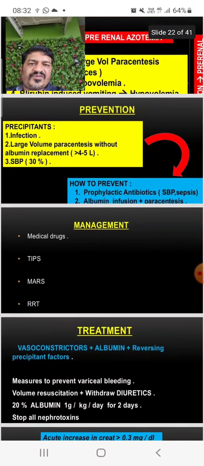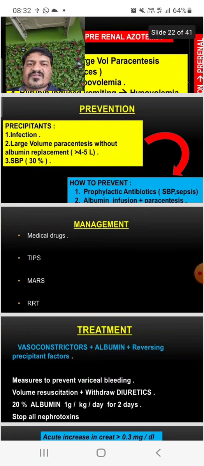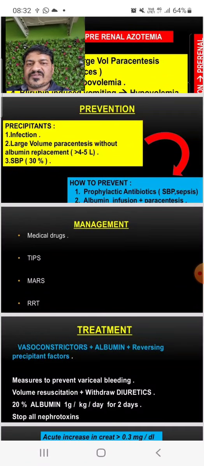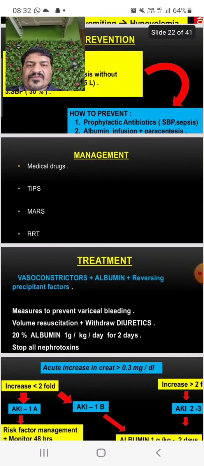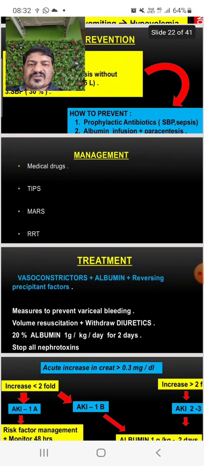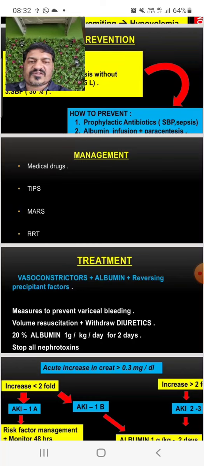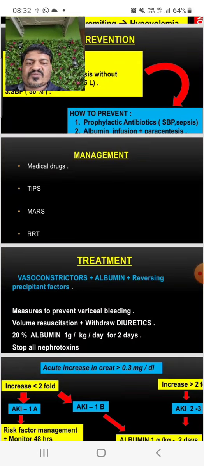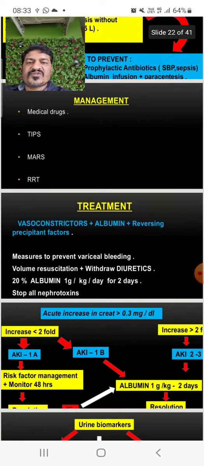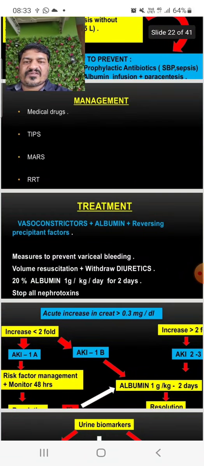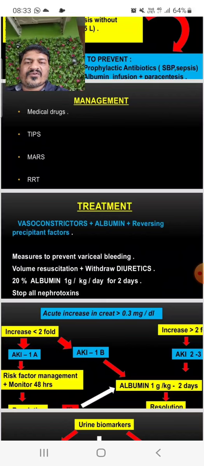Management of this includes the medical drugs which we are using, TIPS, and RRT. Vasoconstrictors plus albumin plus reversing precipitating factors. Measures to prevent variceal bleeding: volume expansion plus withdrawal of diuretics. Albumin 20%, 1 gram per kilogram per day for 2 days.